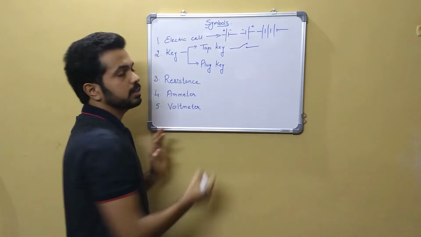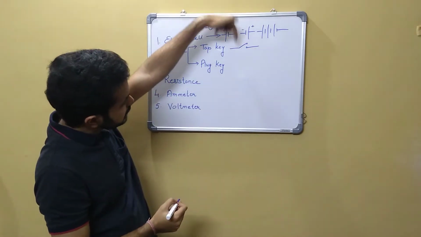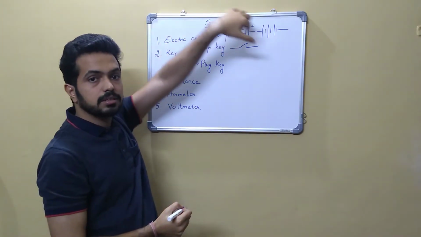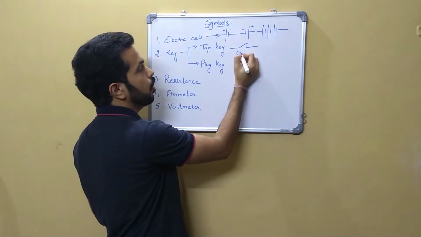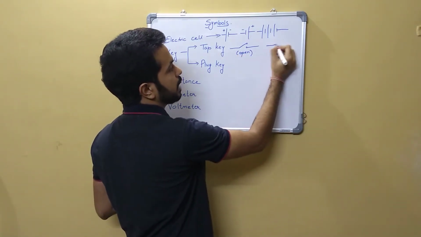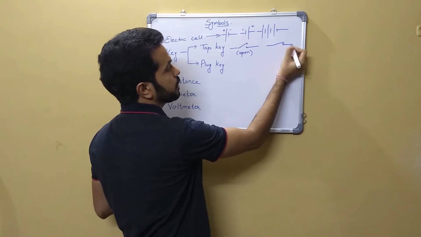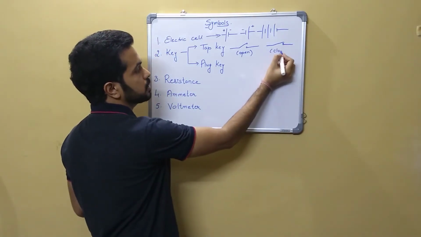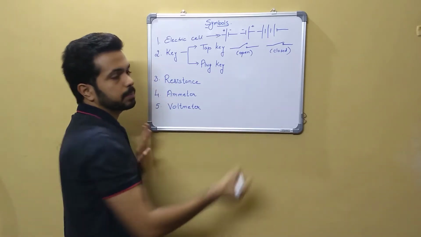Now this is how a tap key is denoted. You actually tap it. From the top when you tap it, this connection is established and the key is closed. So this is basically an open tap key. And if I have to draw a closed tap key, this is how it will be, wherein the connection over here will be established. So this will be a closed tap key.